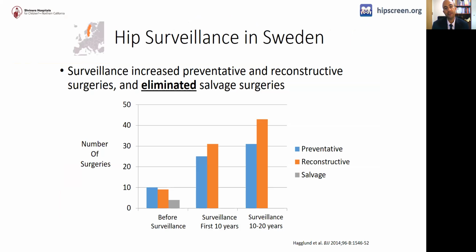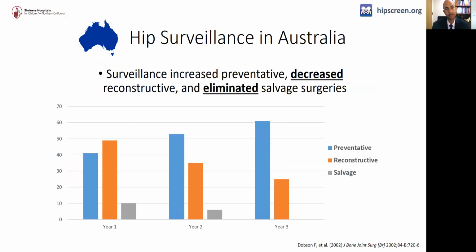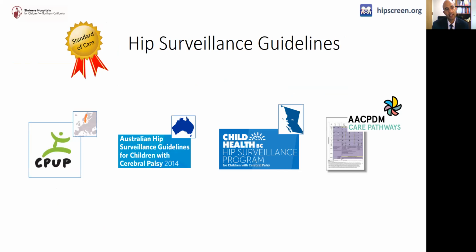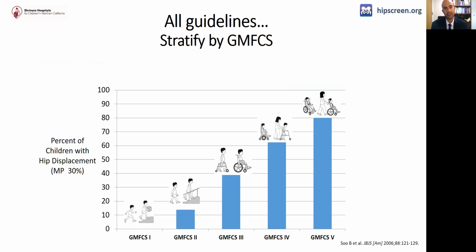In Sweden, hip surveillance increased the need for preventative and reconstructive surgeries and eliminated salvage surgery need. In Australia, over the course of 3 years, surveillance increased the amount of preventative surgeries, but importantly, decreased the number of reconstructive surgeries required and eliminated the need for salvage surgeries altogether. These studies have established hip surveillance as the standard of care, and there are multiple guidelines out there. I'd like to go over some of the common features of these guidelines.